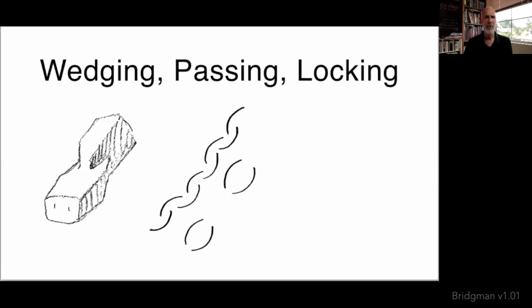Okay, that was wedging, and then we did passing. Now, sometimes he refers to locking, that this is locking. But remember, these things could be done. I'll pause in a moment. These things could be done as chain links, right?